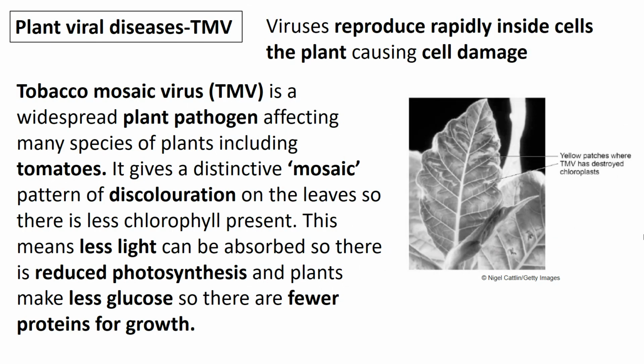So you get green parts where there's chlorophyll and no green parts where there is less chlorophyll. This means less light can be absorbed in those cells that don't have chlorophyll in them, and you get reduced photosynthesis. So the plants make less glucose and there are fewer proteins for growth. So with TMV, you'd have slow growth of a plant because there are fewer chlorophyll areas with the ability to photosynthesize.